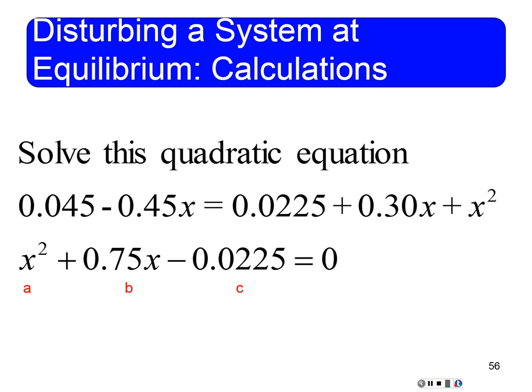Then you label it for your quadratic formula as A, B, and C. The quadratic formula is what? Negative B, plus or minus the square root of B squared minus 4AC, all over 2A.